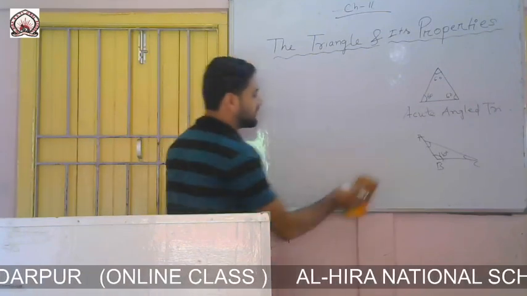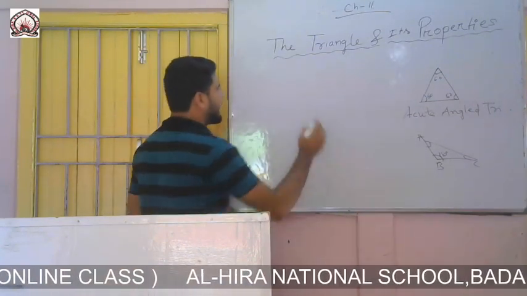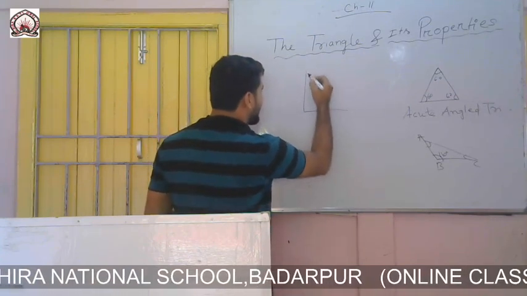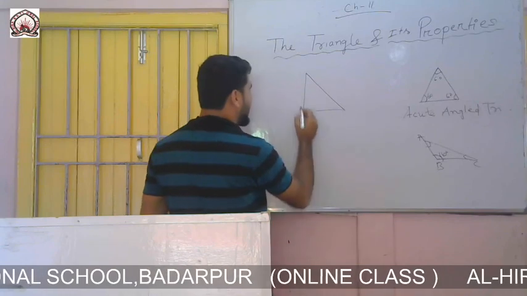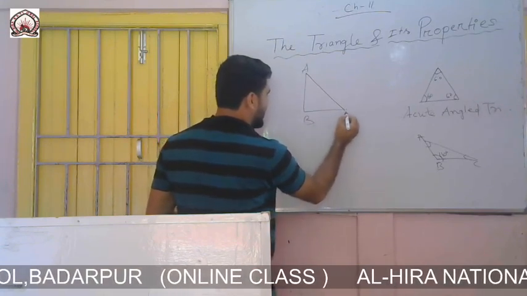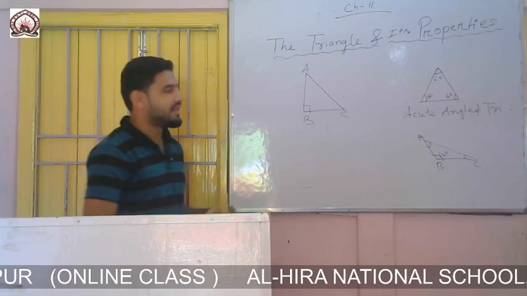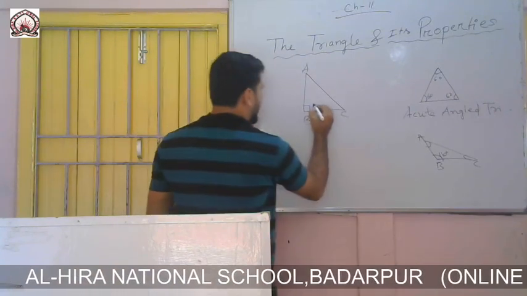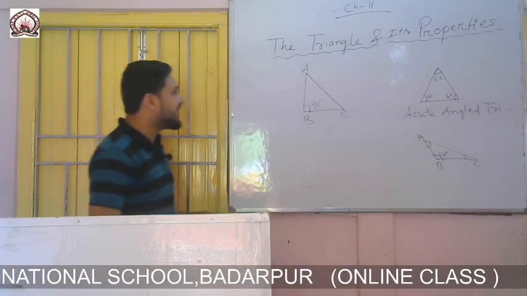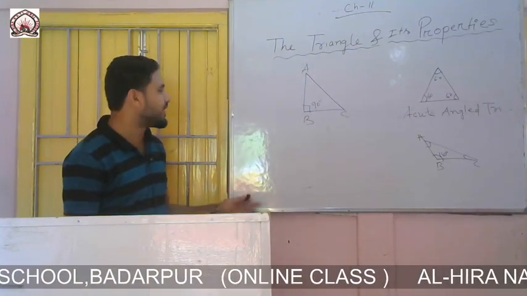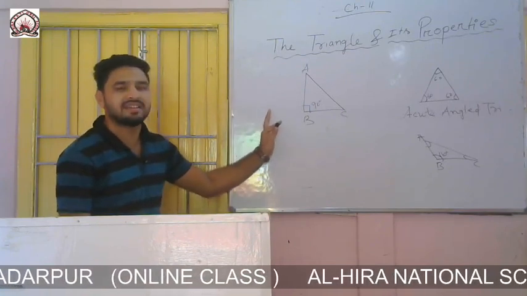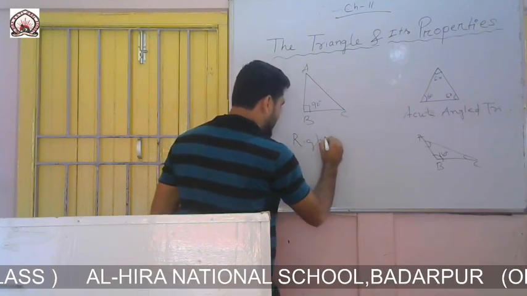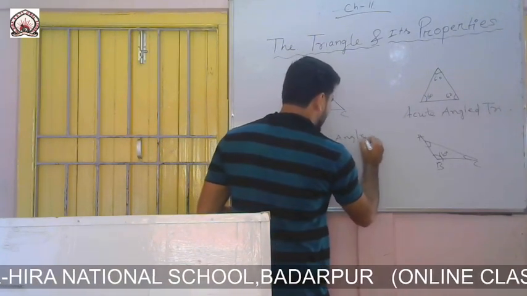Now come to the next point, that is a right angle triangle. If I draw a figure like that, you see in this case this symbol means that the measure of angle B equals 90 degree. So we have seen that if a triangle has one angle equal to 90 degree, then we call it a right angle triangle. So it is a right angled triangle.